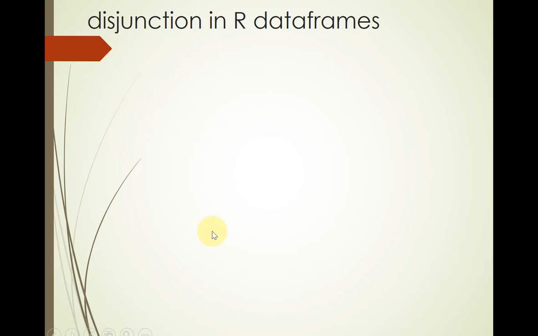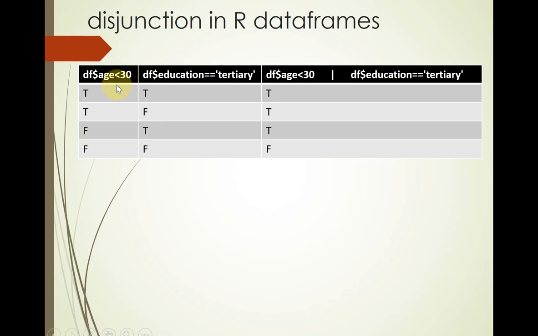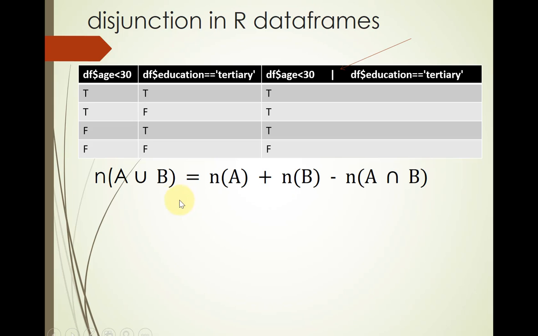So in the R data frame scenario, we would have a statement like this and a statement like this, and this would be the OR, or the disjunction. And the truth table would look like this, just as we saw it before. And if we ask in terms of sets, we have this statement. So in sets, union is OR, and in sets, intersection is ampersand, or conjunction, or AND.